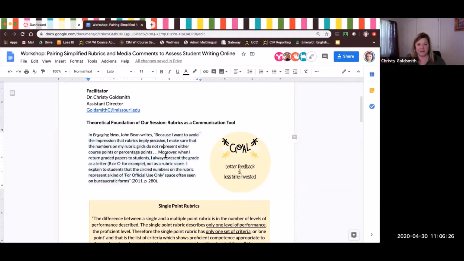So I'll give you a second. Anyone have thoughts about that? Is this a different conception about rubrics than you're used to? Do you agree, disagree? Need to think more about it?